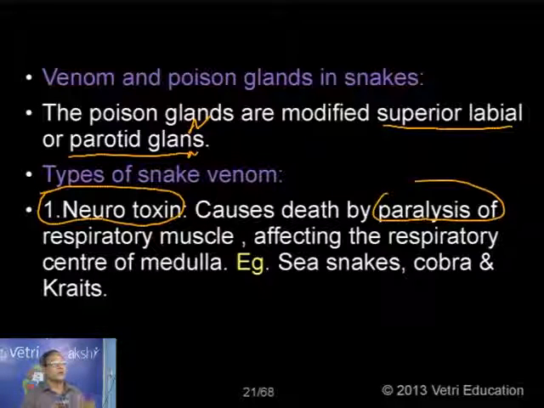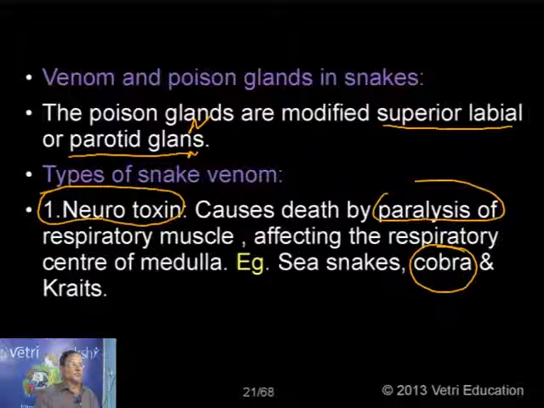By causing the paralysis, so that the person is unable to breathe, all of a sudden death happens. So you can have this neurotoxin mainly in the case of cobra, krait, and also the sea snakes. A question came also: what is the type of toxin produced by cobra? You see that one, neurotoxin, as it affects the nervous system.